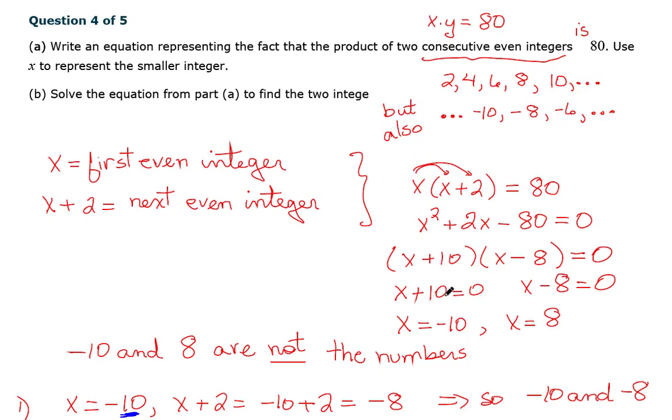So I grab each piece, set it equal to 0 for each one of them, and solve. And so I get minus 10 and 8. And so we're happy. We think we're finished. But that's not the end of the story. These are not my two answers, because if I multiply them together, I don't get a positive 80. So what's going on?